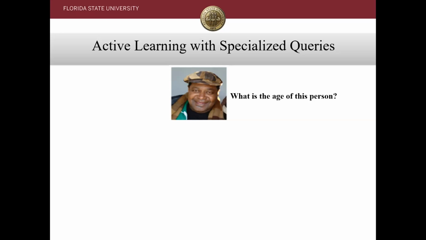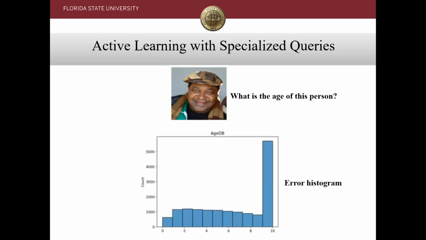In fact, to demonstrate this, we did a small user study where we crowdsourced about 15,000 images like this, and we asked people to give us what they thought were the age values of the subjects in these images. And this is an error histogram we got. The vertical axis shows the count, and the horizontal axis shows the error value, how much error people made in years.